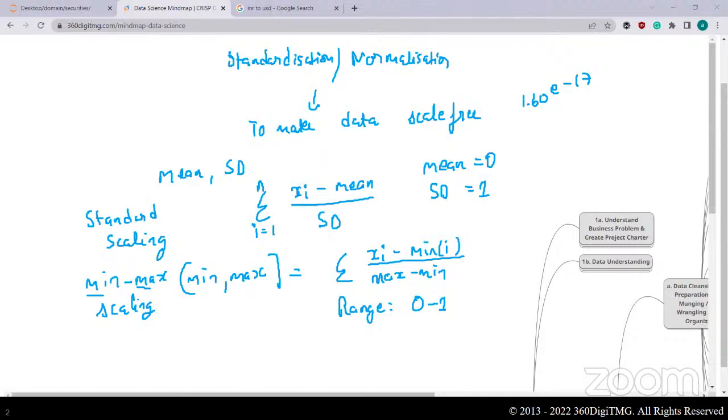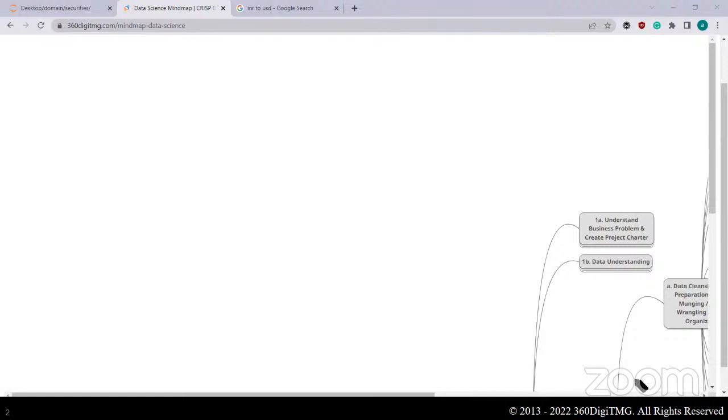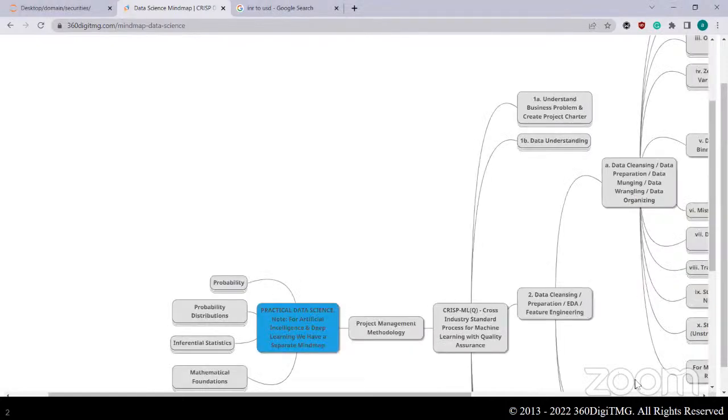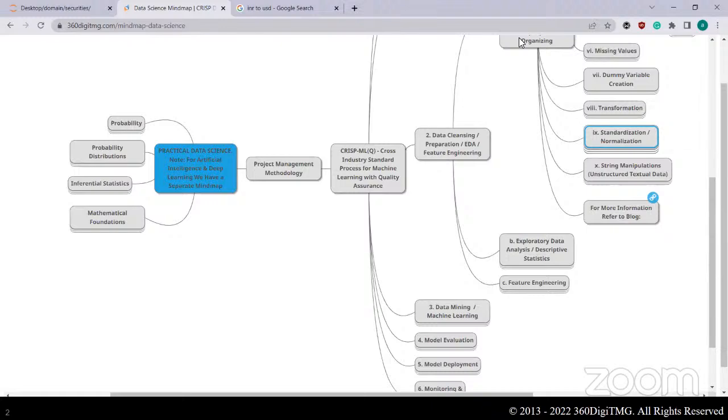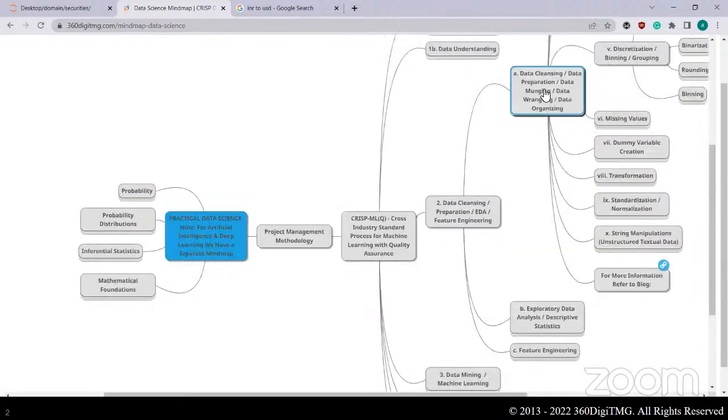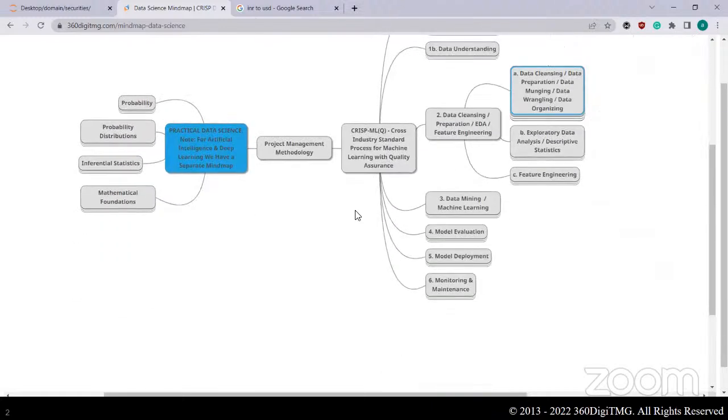Then you also have a few string operations. So in string operation, you're basically converting your string into different formats. So this is data preprocessing.